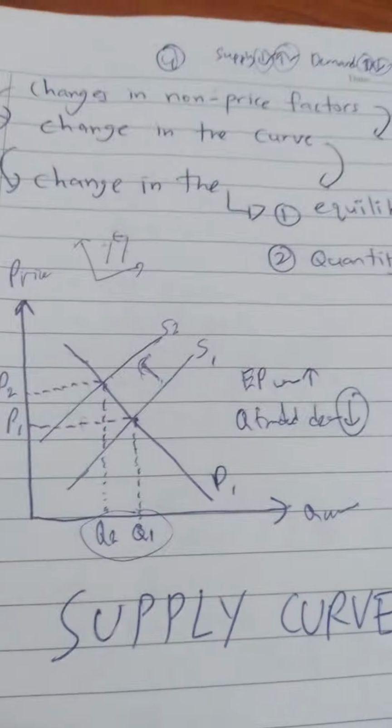Okay, now we are going to go for the demand curve. We have seen the supply curve going left, and we have seen the supply curve going right. Now we are going to go to the demand curve. Before that, a small break.